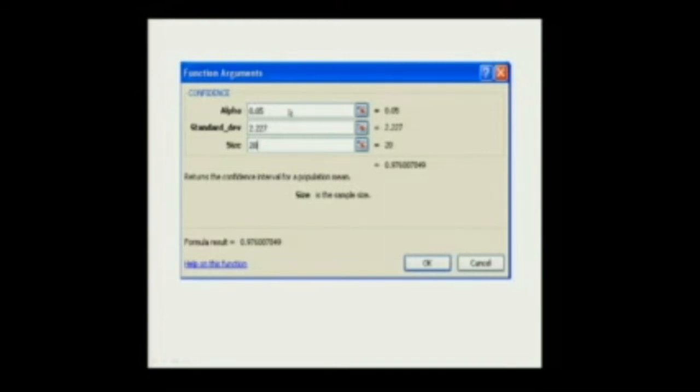If the confidence is 95%, alpha would be 5% or 0.05. If the confidence is 99%, alpha would be 1% or 0.01, and so on. We are also required to put the standard deviation and then the sample size. The point I have to emphasize here is, as soon as you put the standard deviation here, since you don't have data, Excel will assume that this is the standard deviation of the population, while in fact we got this standard deviation from the sample.